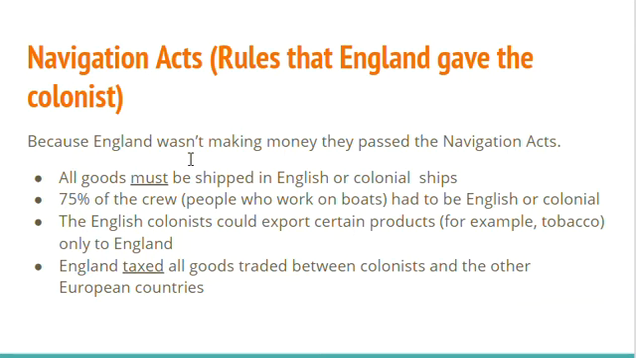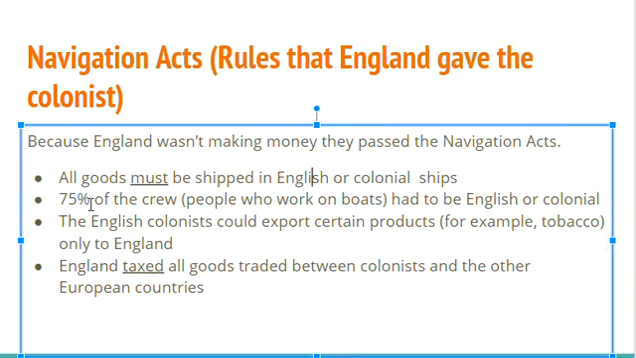All goods must be shipped in English or colonial ships. So it can't be a Spanish boat, it has to be an English boat. 75% of the crew had to be English or colonial. And the English colonists could export certain products, for example tobacco, only to England. So if you had tobacco, you can't send it to Spain, you can't send it to France, you had to send it to England. And England taxed all goods traded between colonists and other European countries.